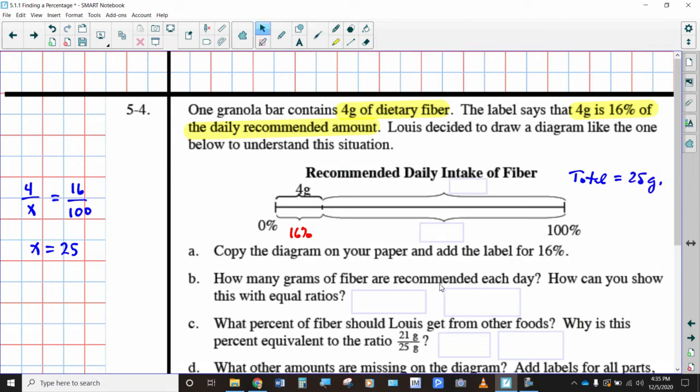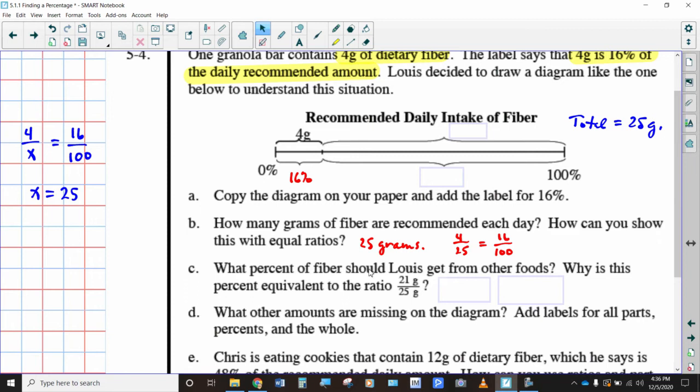It says here how many grams are recommended each day? That would be 25 grams. How can you show this with equivalent ratios? Well, 4 over 25 would be equal to 16 over 100, right? So we solved for x to determine that that number, the total, had to be 25. And so we can show those two as equivalent ratios. Now, what percent fiber should Lewis get from other foods? Why is this percent equivalent to 21 over 25? So that's where we should finish out the rest of this.